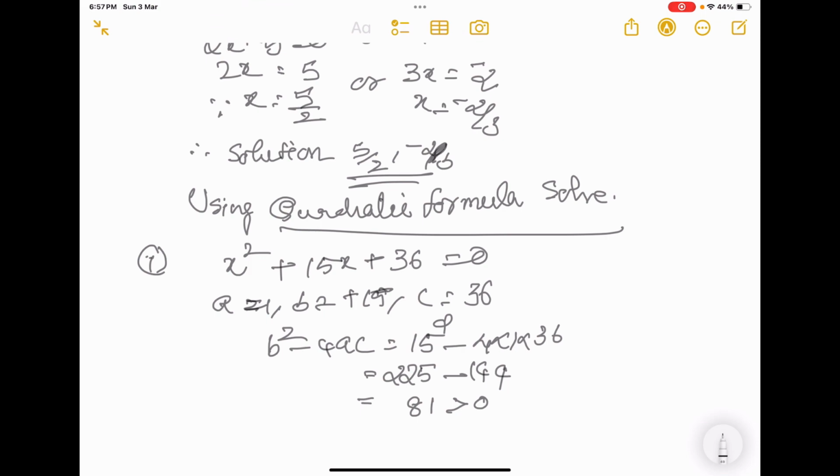Sometimes questions will be like this. Write the nature of roots. If there exist roots, find out. Okay. Then here 81 greater than 0. Therefore, two distinct real roots. No need to write here. If they ask like that, you should write it. 81 greater than 0. Then you find out root of b square minus 4ac, which is equal to root of 81, which is equal to 9.